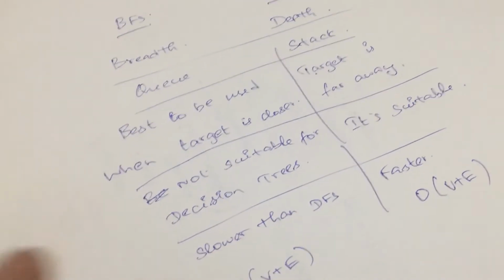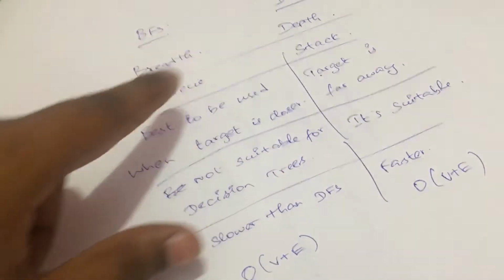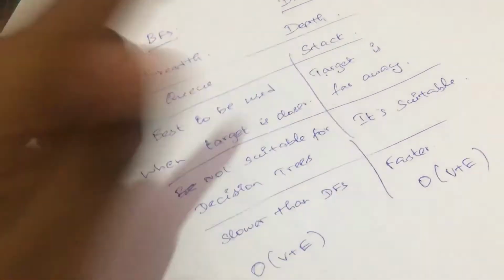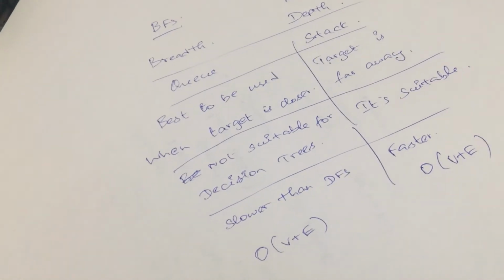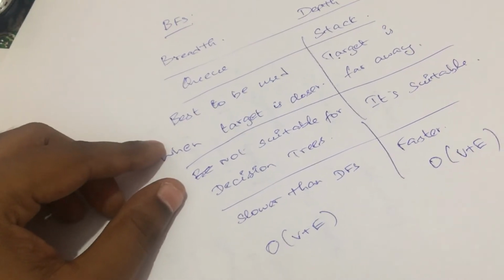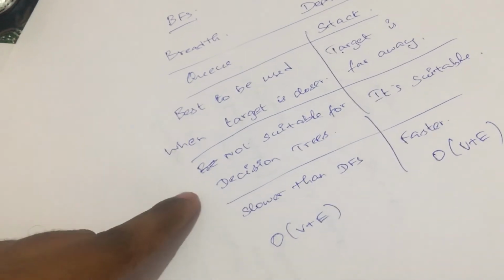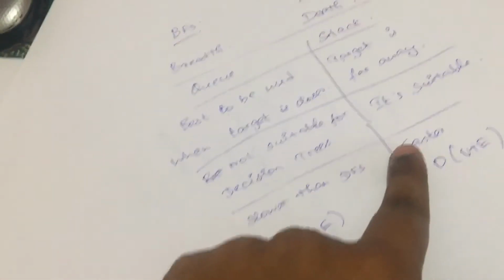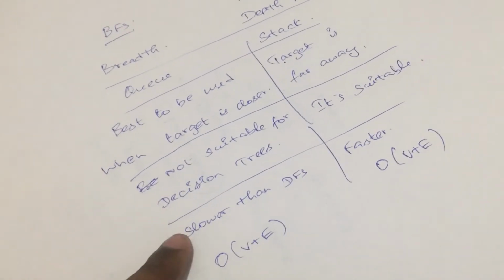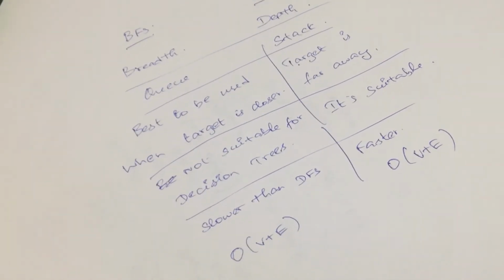Let's go through once again. BFS is called breadth first search, and DFS is called depth first search. BFS follows a queue for its backend implementation, whereas DFS follows a stack. BFS is best used when the target is closer, and DFS is used when the target is far away. BFS is not suitable for decision trees, and DFS is suitable for implementing a decision tree. BFS is slower than DFS, which is the fastest one, and time complexity remains the same for both.